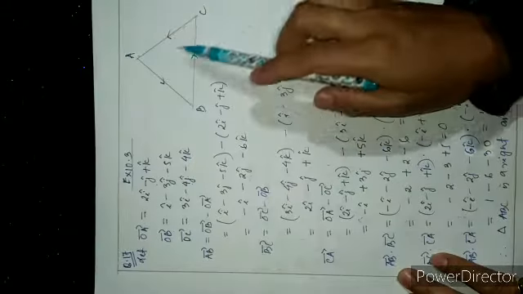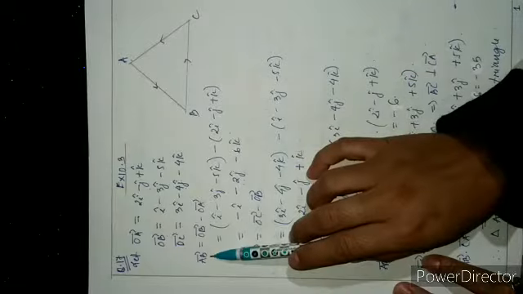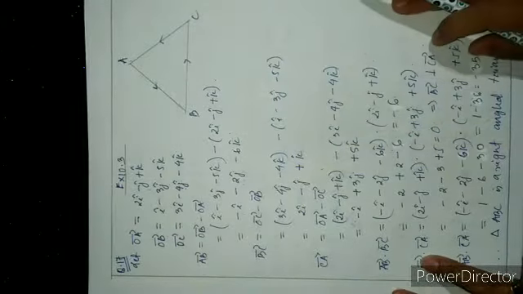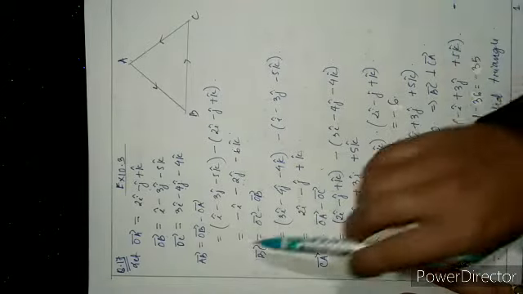Then find the three sides, say AB vector, BC vector, and the CA vector.